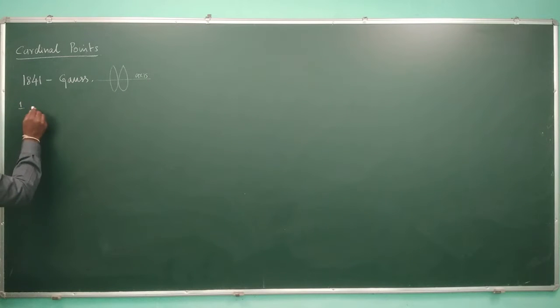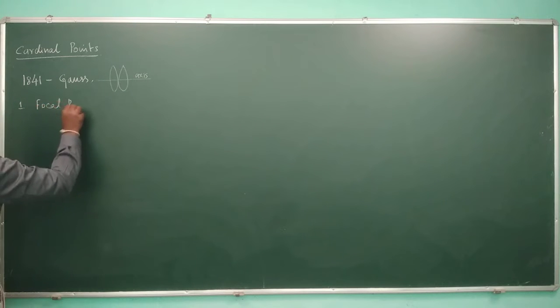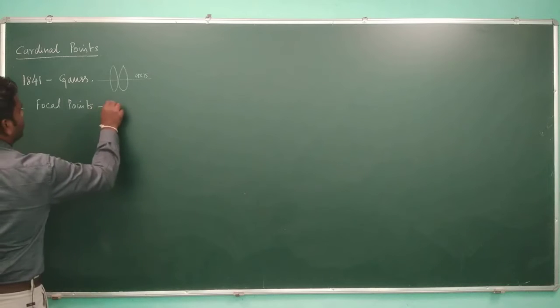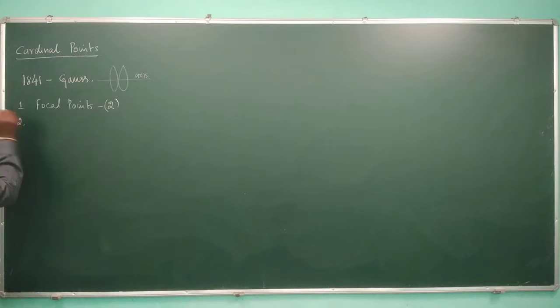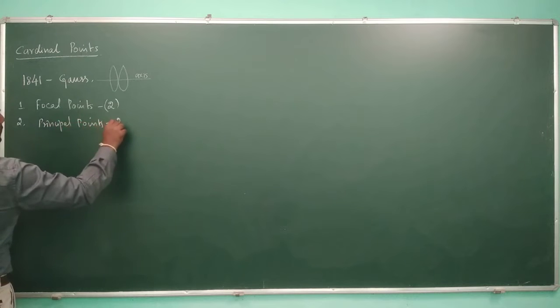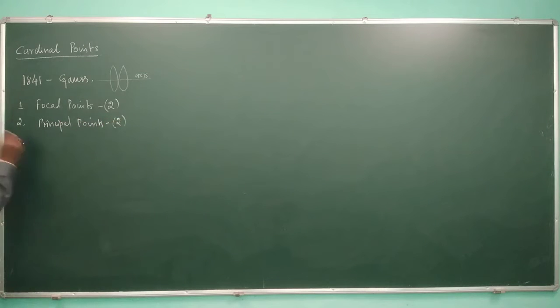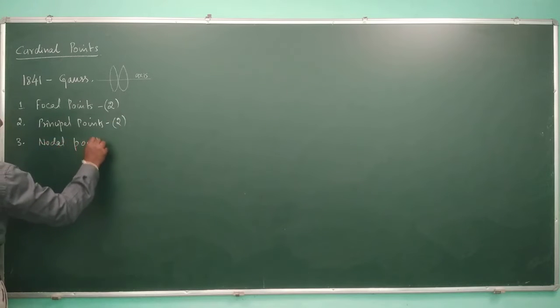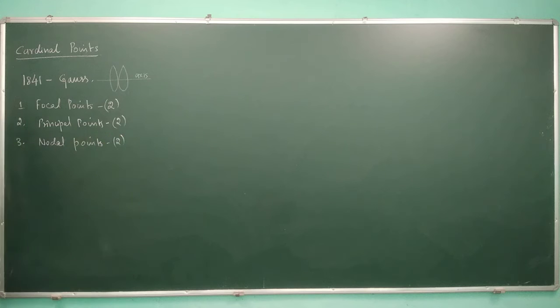One is the focal point. It is a pair of points, so there are two such points. Another is the principal points, also a pair, 2 in number. And the third is the 2 nodal points, also 2 in number. This means we define a set of focal points, a set of principal points, and a set of nodal points.